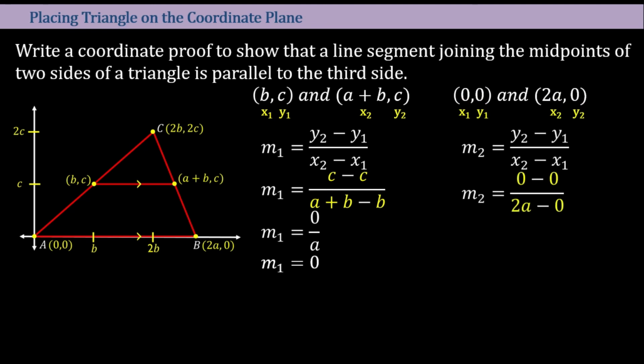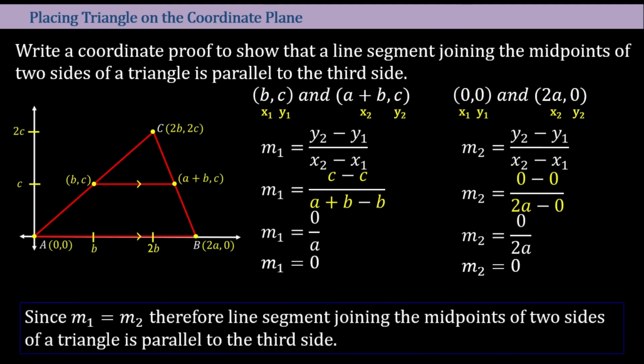Now let's use the slope of this other side. Let's substitute the values. Since both slopes are 0, slope 1 and slope 2 are equal to 0. Therefore the line segment joining the midpoints of two sides of the triangle is parallel to the third side. So we just proved the problem using the coordinate proof.